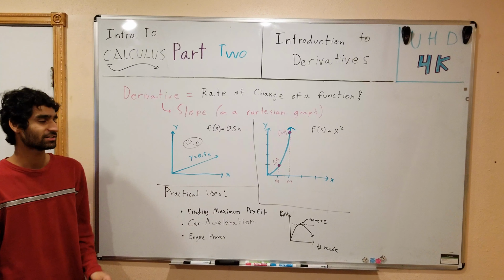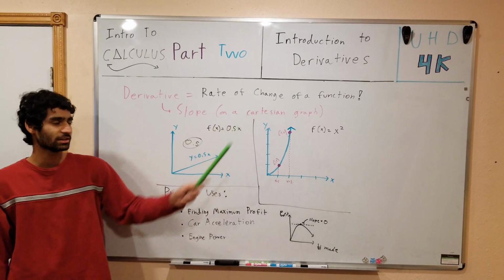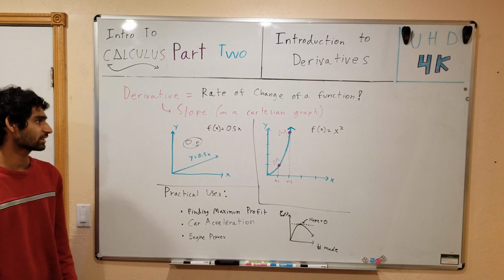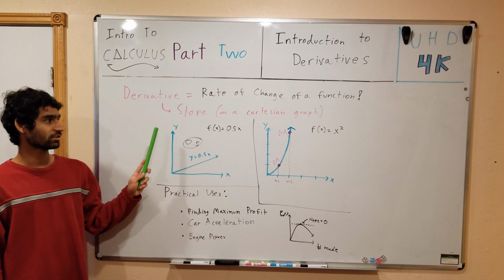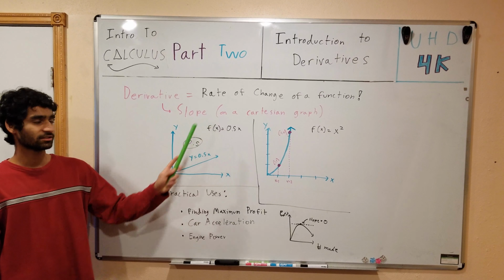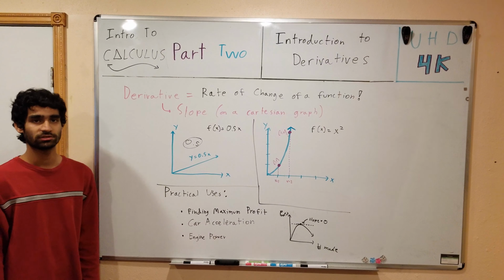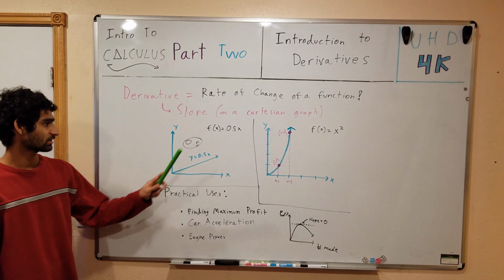Calculus is the study of continuous change, so it makes sense that the derivative is the rate of change of a function. If you graph a function on a Cartesian graph, its derivative is actually equivalent to the slope. Pretty convenient. So let's look at this function.